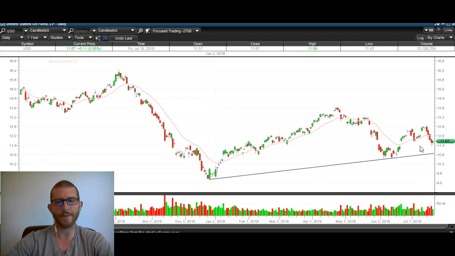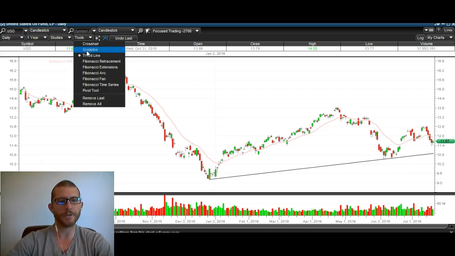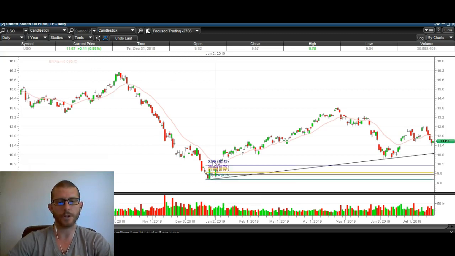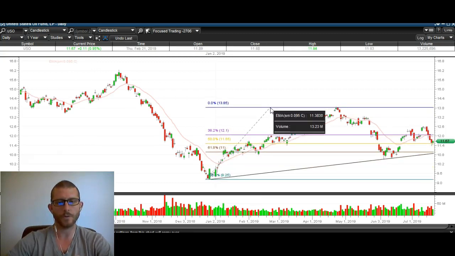First and foremost, we had this trend line, all right? The other reason was we had this Fibonacci retracement level. If you draw it from the low here to the high right there, you can see the 61.8 Fibonacci retracement level lined up really well with that trend line.